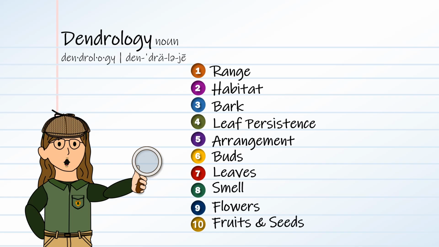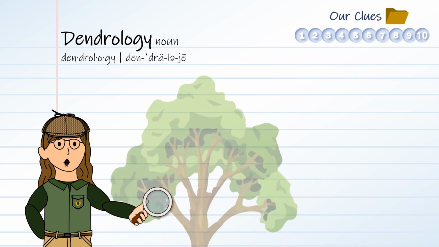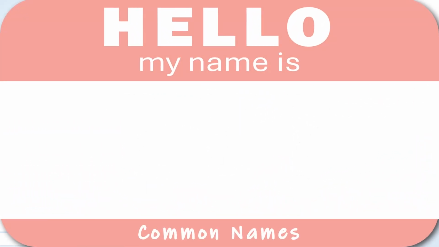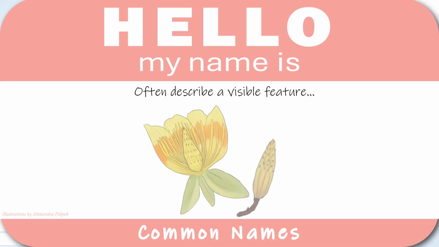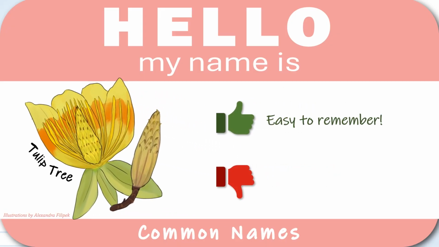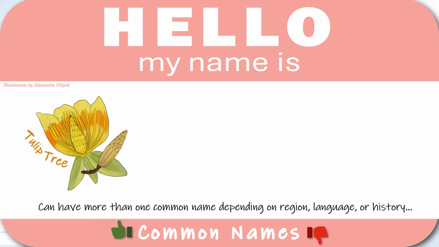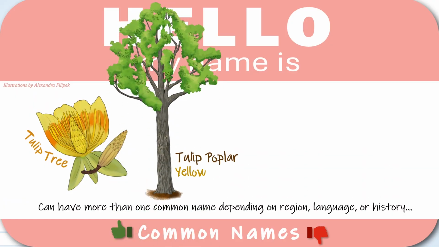But before we dive into how to identify trees, it's important to understand why trees have the names they do. If you're not a scientist, you're probably most familiar with what are called common names. Common names often describe a visible feature of a tree, like a tulip tree with its flowers that look similar to tulips. Common names can be pretty easy to remember, but a single species can have more than one common name based on the region it's in, the language nearby citizens speak, or the time period it was named. For example, tulip trees have other common names, like tulip poplar and yellow poplar.